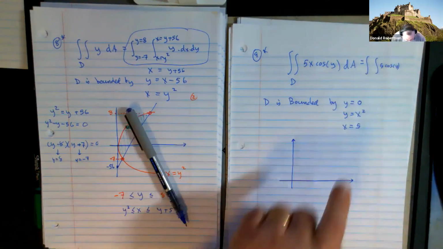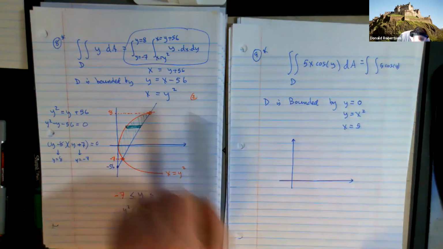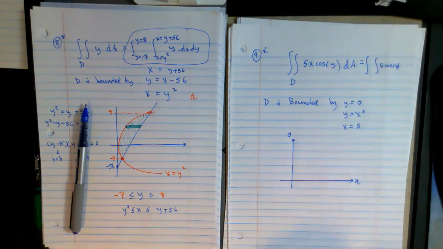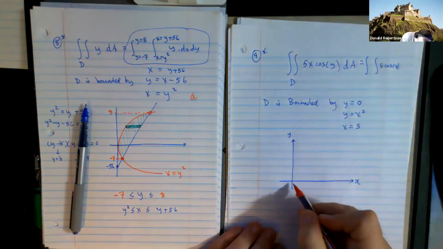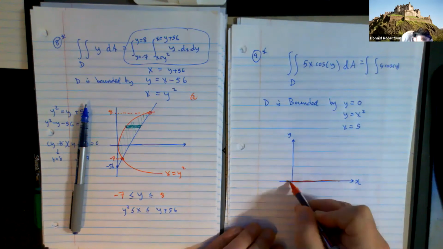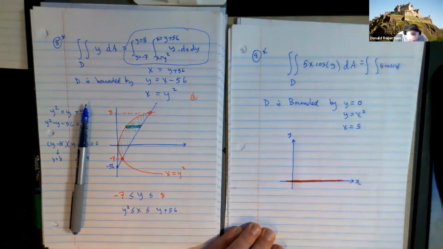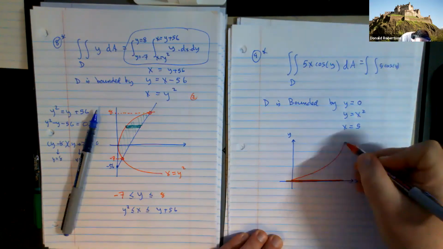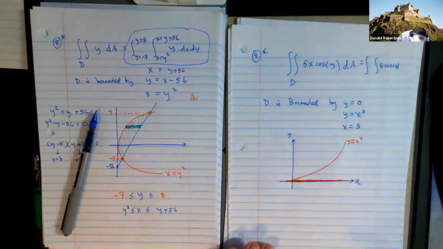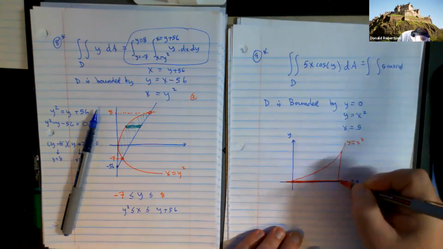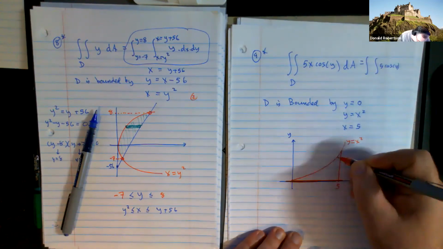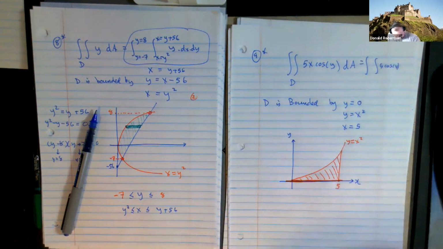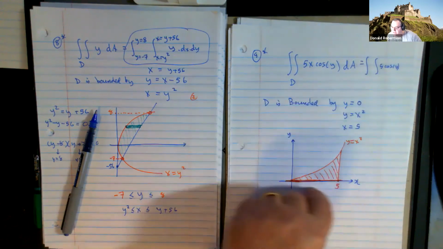If someone tells me the line y equals 0, which axis is y equals 0? The x-axis. Okay, so that means one of the boundaries of this area is that x-axis. Now, y equals x squared is basically a curve that looks like this. And x equals 5, isn't that a vertical line at 5? And so now I know the region that they're talking about. Would you agree that these three things generate this region? This is D.